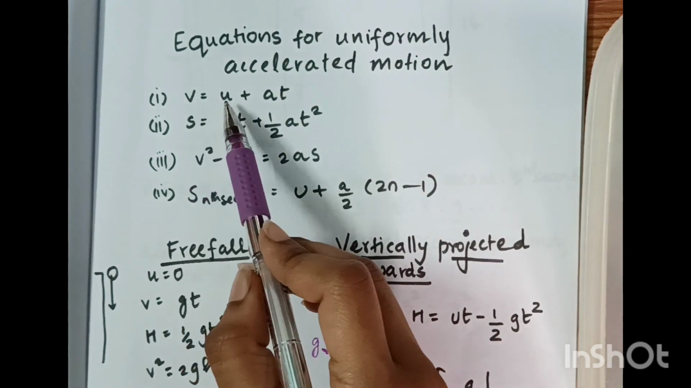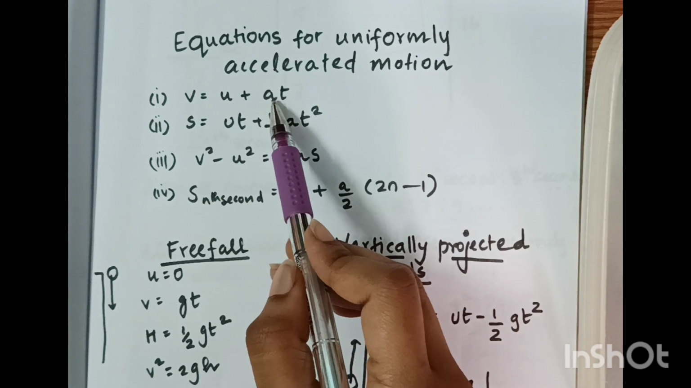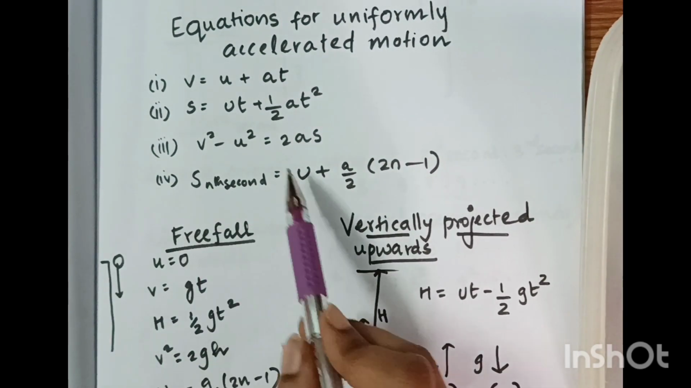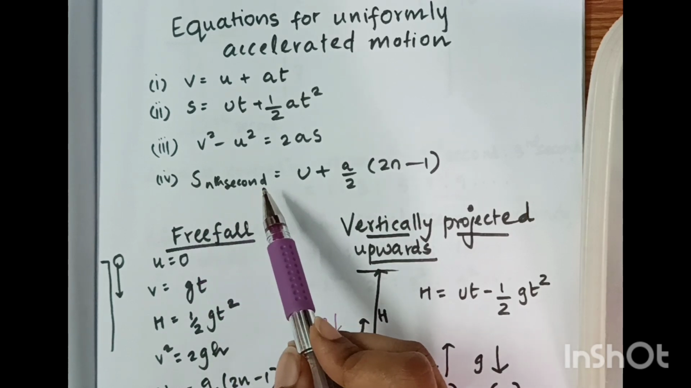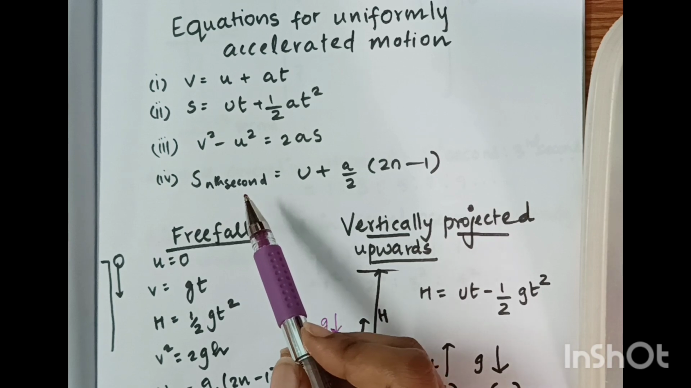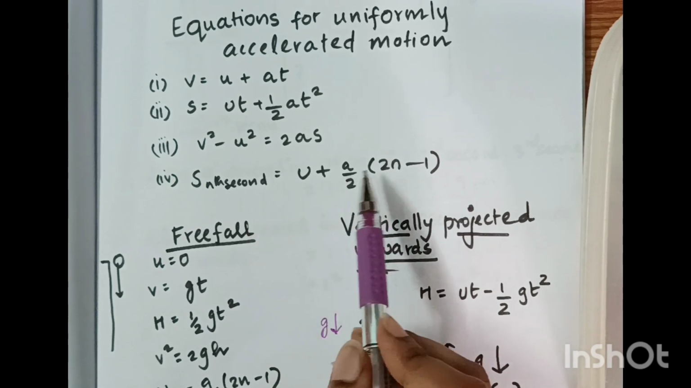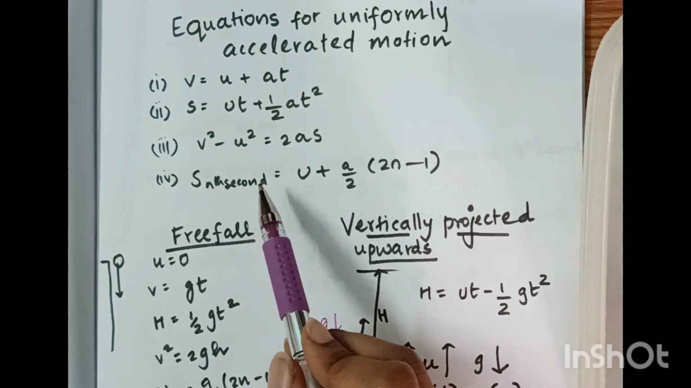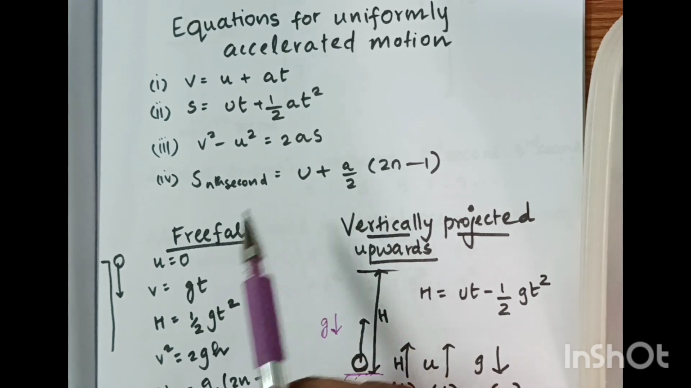v is final velocity, u is initial velocity, a is acceleration, t is time taken, s is displacement. And this equation will give us the distance covered in a particular second. For example, if we are interested in finding the distance covered in the 5th second, then you have to write n equals to 5. Then you will get the distance covered by the object in that particular 5th second.